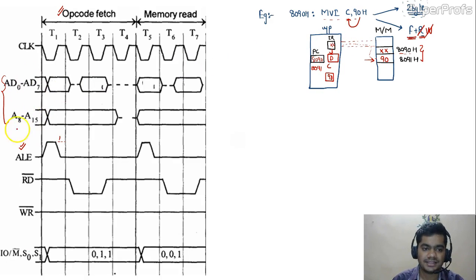Here it is the higher byte address, so it would hold 80, and as it is the lower byte address, it would hold 90. So this address is stored in this. After getting this, it is able to read the content available at XX. So in T1, what is the operation that is performed?